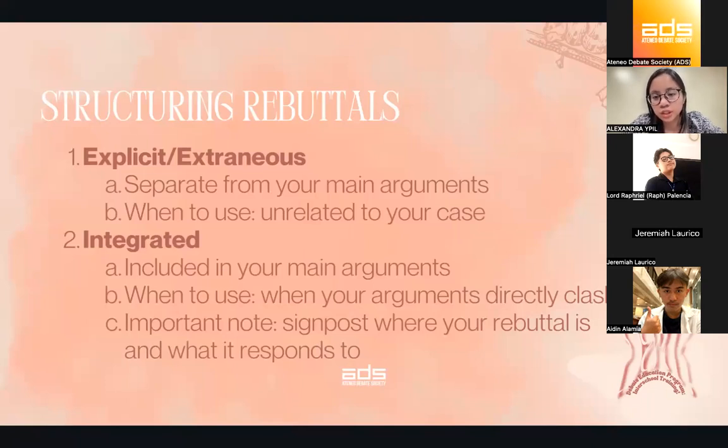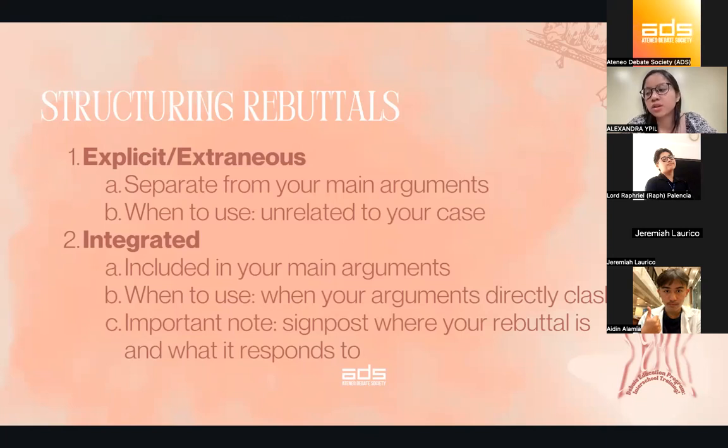I think it's important to note that it is with integrated rebuttals that you have to signpost what the rebuttal is responding to. So for example, if you're running an extension, people usually signpost, my rebuttals will be integrated in my extension. You're running your extension, not all of them will respond to the speaker before you. So you have to signpost, okay, this part of my extension responds to the speaker before me. Always do that. So it helps the judge track.